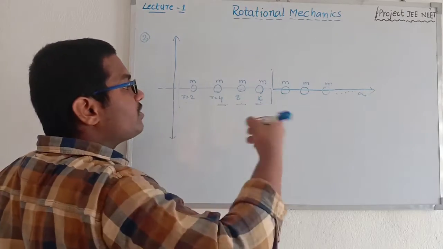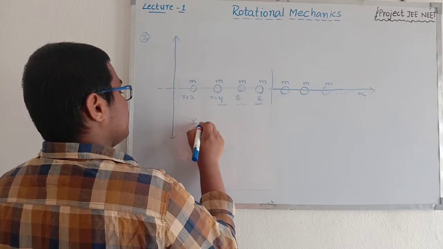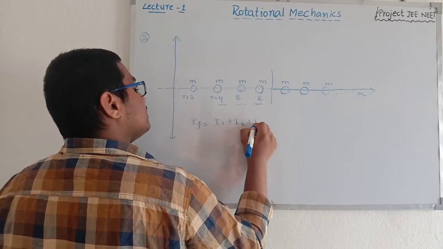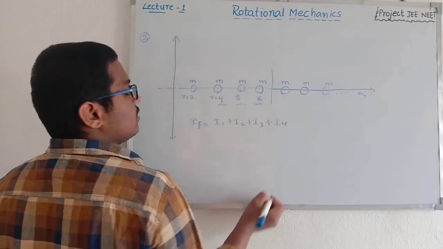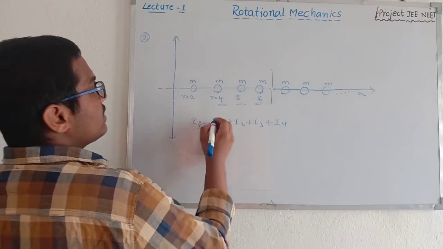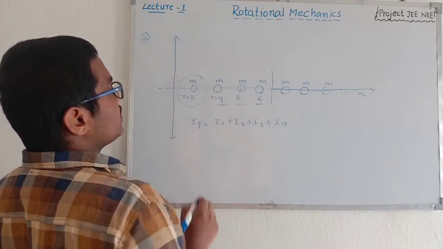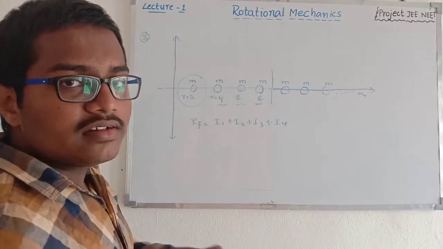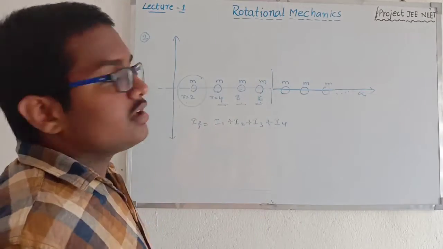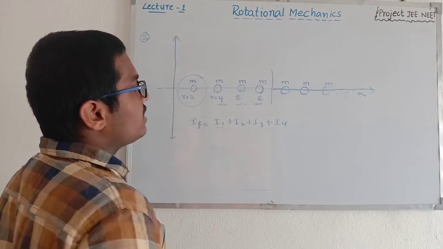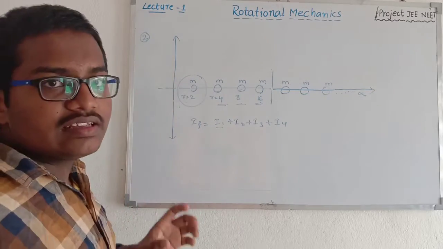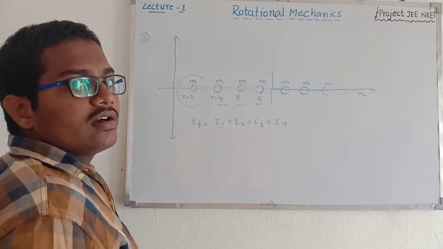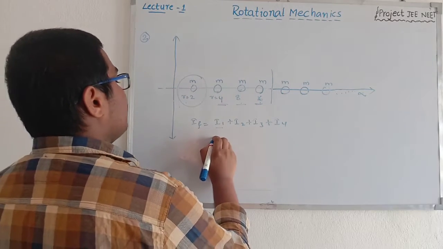So the final moment of inertia is I1 plus I2 plus I3 plus I4. I1 is the moment of inertia of the first object, I2 is the moment of inertia of the second object, I3 is the moment of inertia of the third object, and the fourth object as well. So let's calculate I1. What is I1? Here the mass is given as m. He did not mention any specific number for the mass, so let's take it as m only.